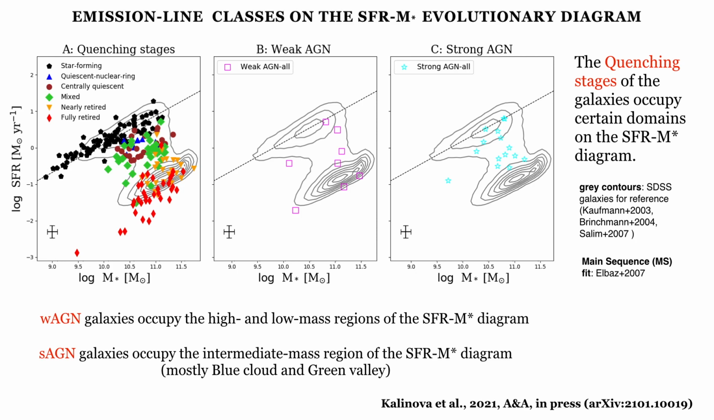The strong AGN galaxies in the right panel are distributed within the green valley, while the weak AGN shown in the middle panel occupy the low mass and the high mass end of the diagram. It is also surprising that the nearly retired galaxies are the most massive galaxies of our sample, and not the fully retired ones. This suggests that probably nearly retired galaxies had experienced merger events in their past.